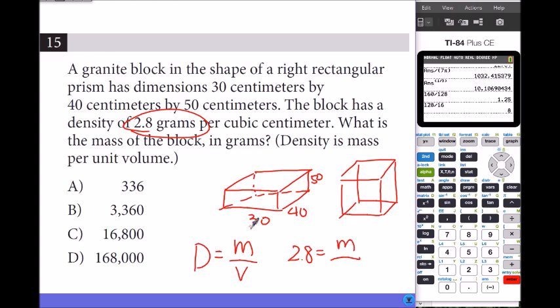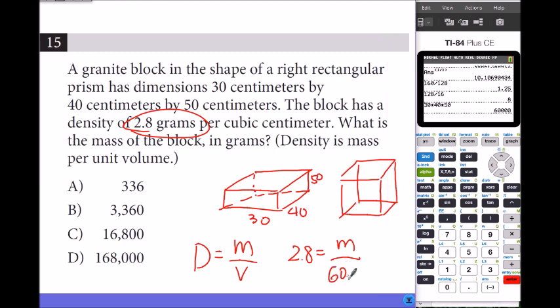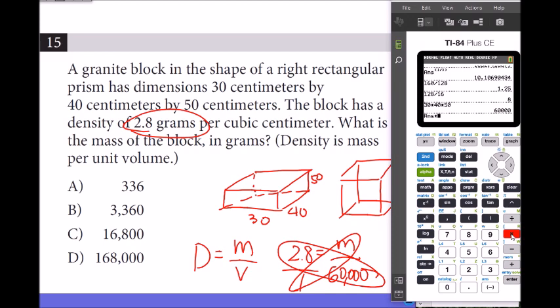So it's 30 times 40 times 50, which is 60,000. So to solve for m, you can cross multiply. So it's 60,000 times 2.8, which is 168,000. So it is D.